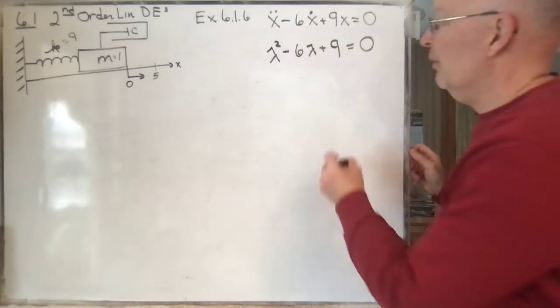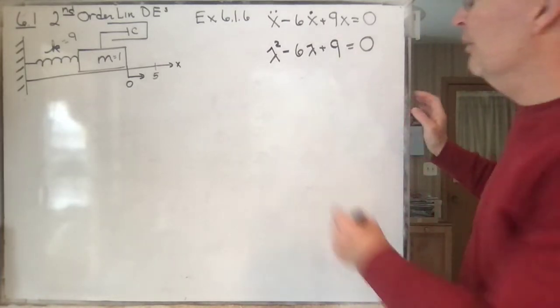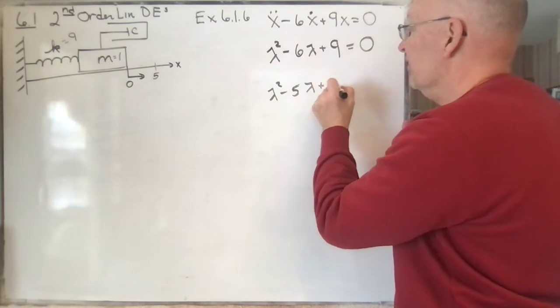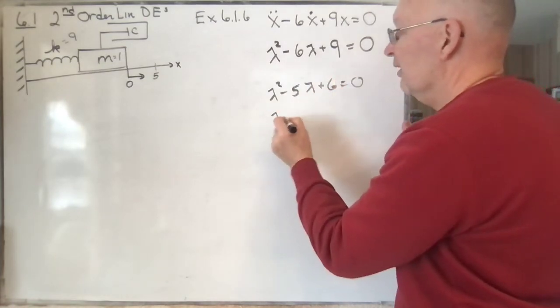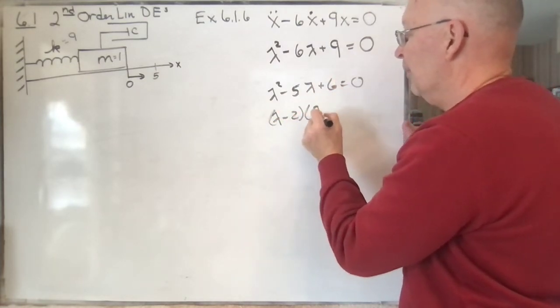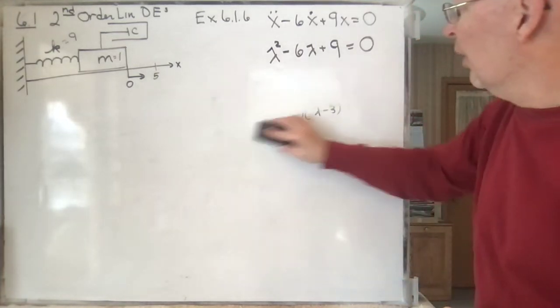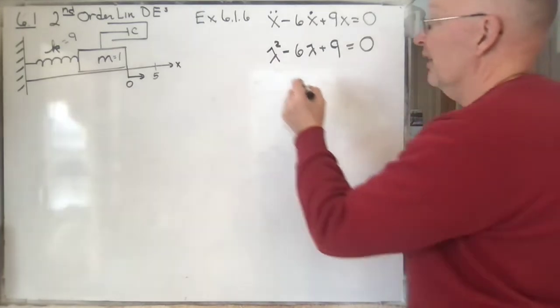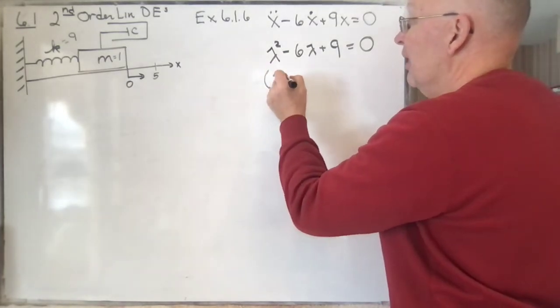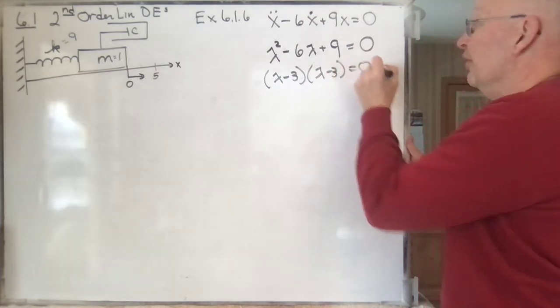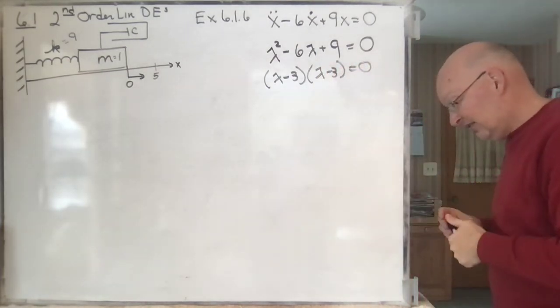The previous one, I already got for you, but it was lambda squared minus 5 lambda plus 6. And that factored into lambda minus 2 and lambda minus 3. Okay, now we have this one. So what do we do with it? If you factor that, you get lambda minus 3 times lambda minus 3 is equal to 0.